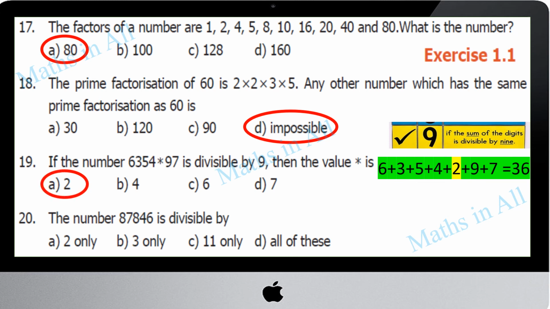20th question. The number 87846 is divisible by 2 only, 3 only, 11 only, all of this. Yes. All of this is the correct answer here.